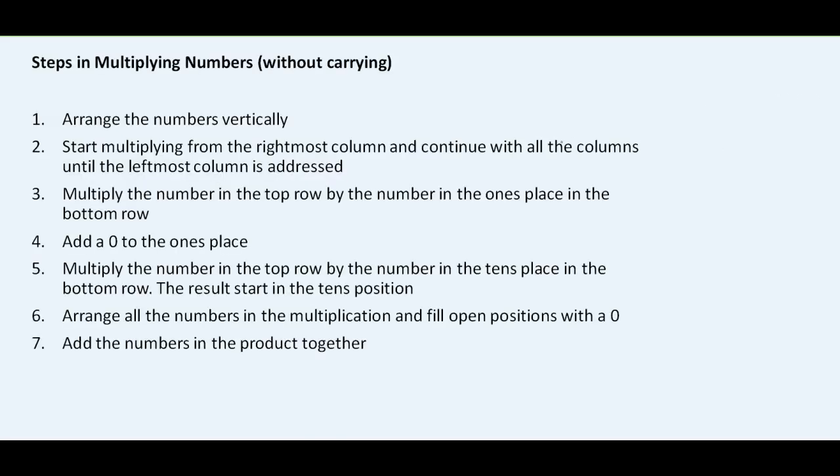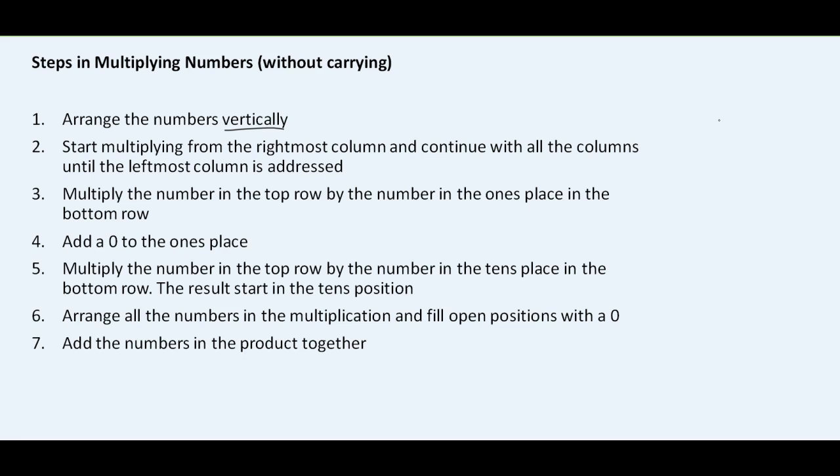Now when we want to do some multiplication, we're always going to arrange the numbers vertically. And after that, we're going to start multiplying from the rightmost column. But the most important difference here is in the number on the lower row.